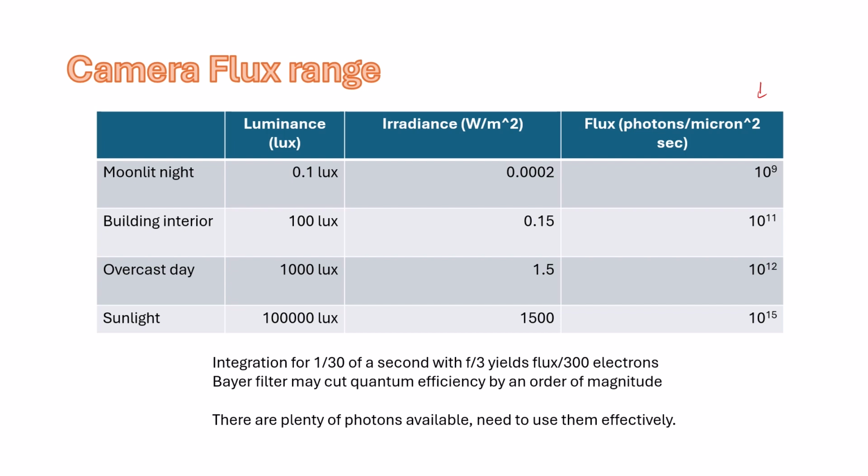then we have f3 or f2, and then we have a color filter that will cut our efficiency. We get down to maybe a million or fewer photons available. This is still a large number compared to the number of photons that's typically detected on current focal plane arrays.